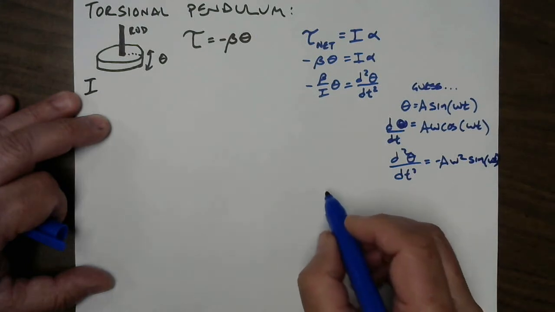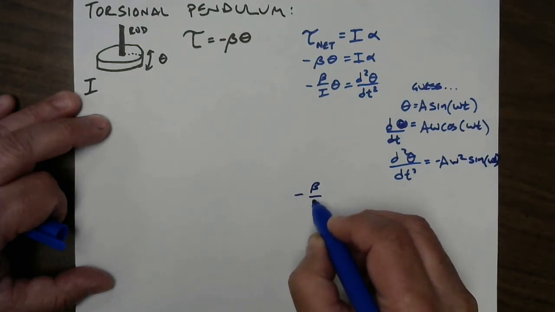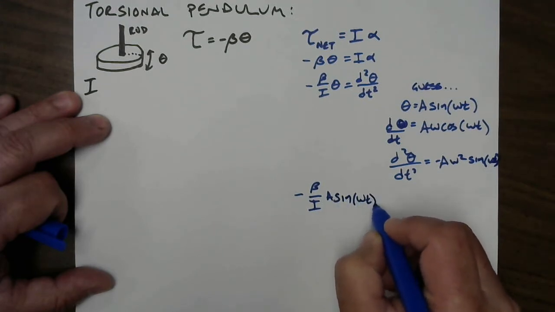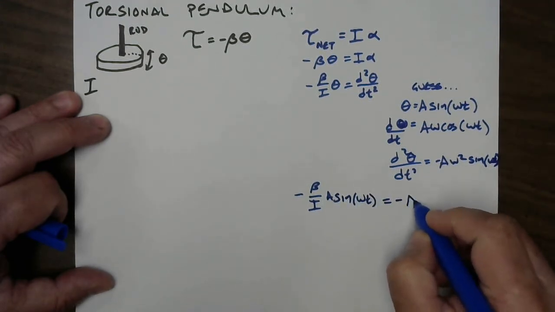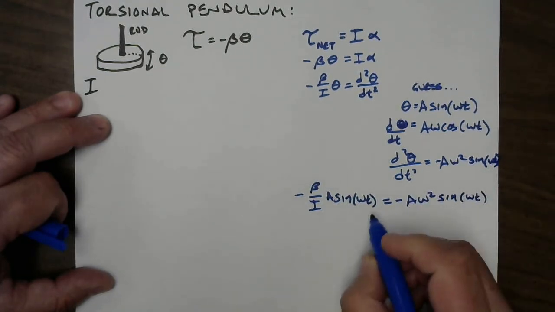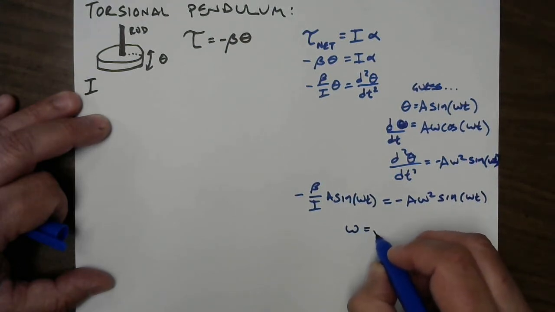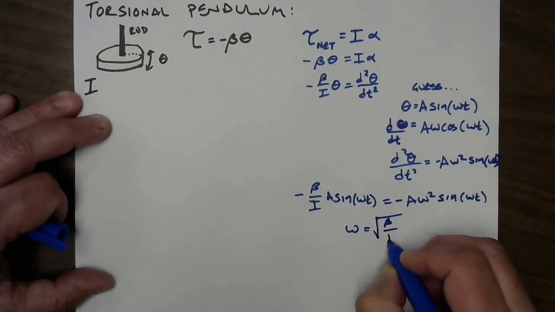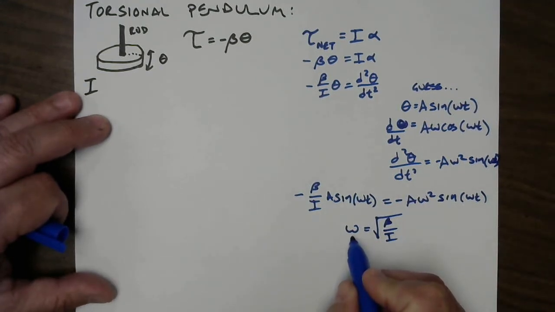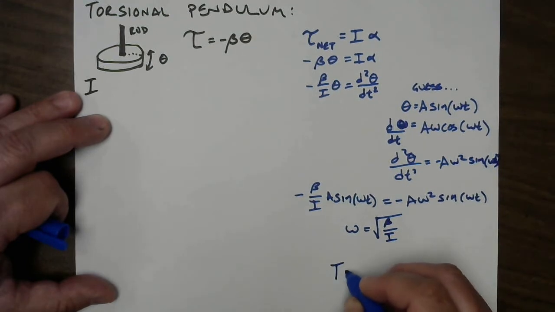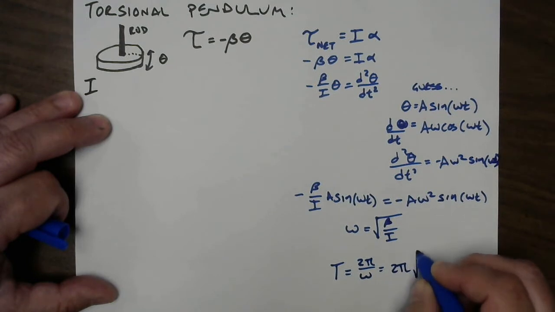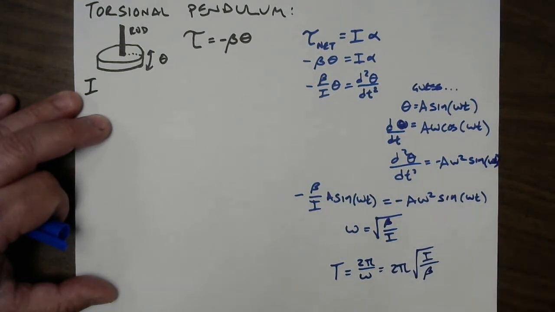so this goes back in here, and we have that minus beta over I times A sine omega t equals minus A omega squared sine omega t, and this is the correct solution so long as omega is the square root of beta over I. So we have a very similar situation. We have an angular frequency, and then of course the period of the system is always 2 pi over the omega for the system, so that would be 2 pi times the square root of I over beta.